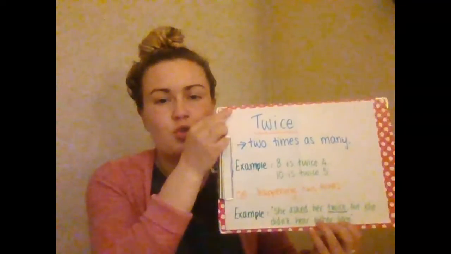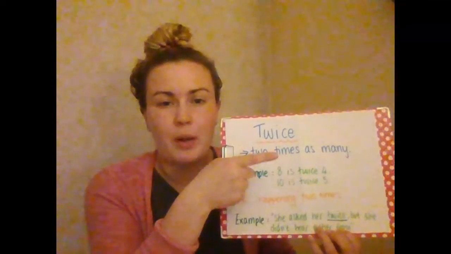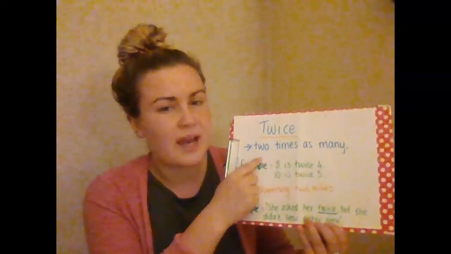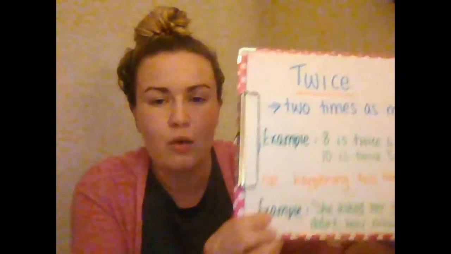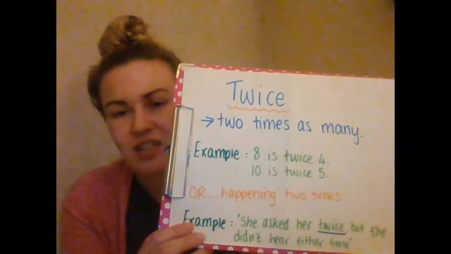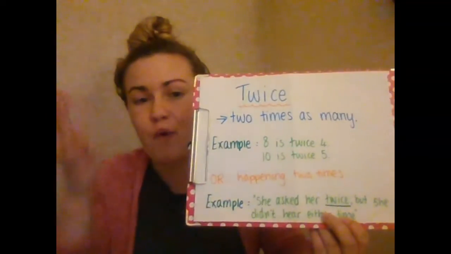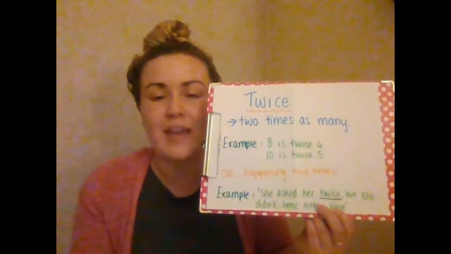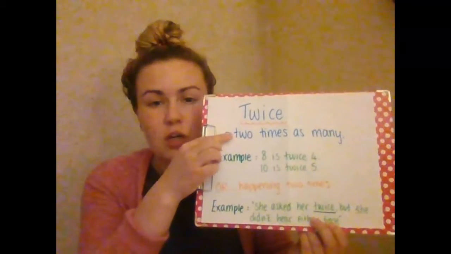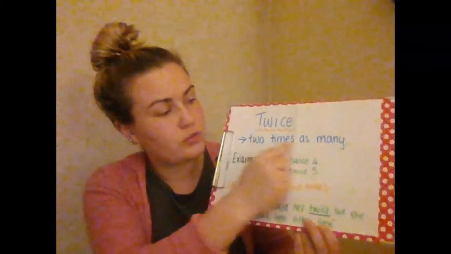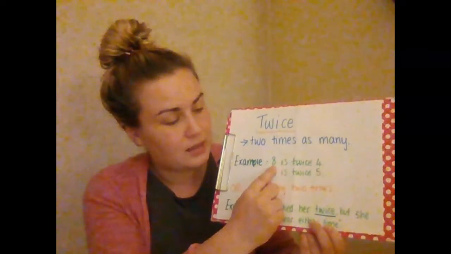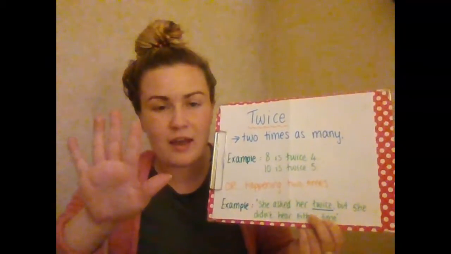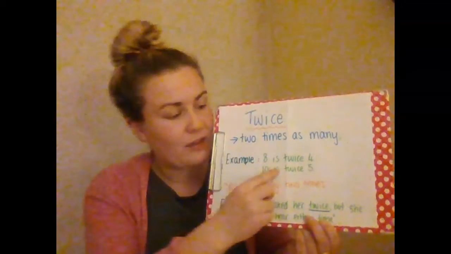And the vocabulary word is twice. Okay, because you're going to see that in the problem that I have here, and you're also going to see that in your Zern lesson. So twice means 2 times as many. Okay, so example, 8 is twice 4. So if I have 4, and I have another 4, that means I have a total of 8. Okay? So 4, 2 times as many is 8. 10 is twice 5. So if I have 5 and I have another 5, that gives me 10.